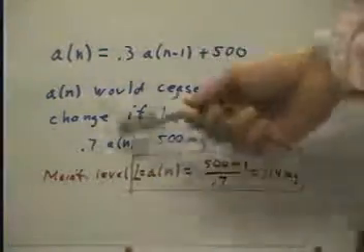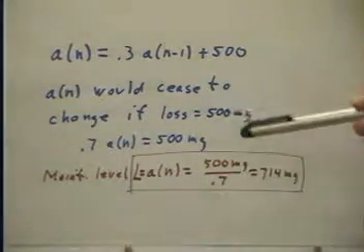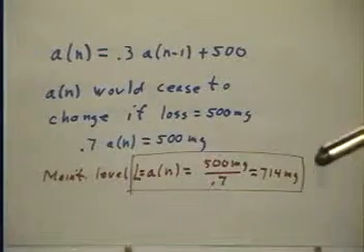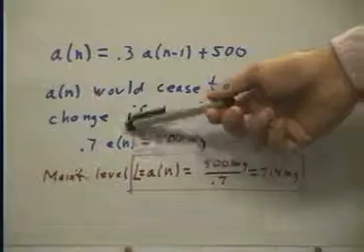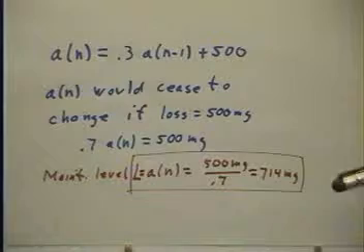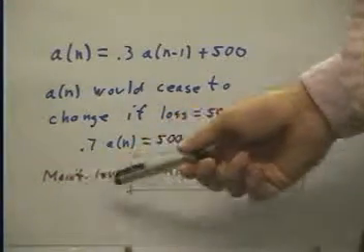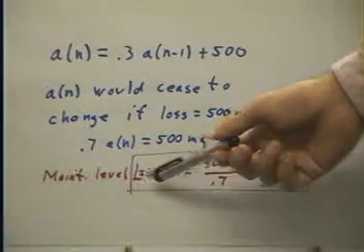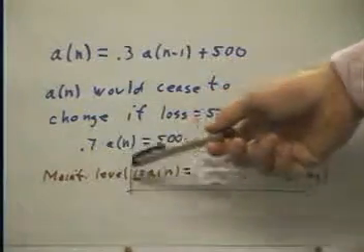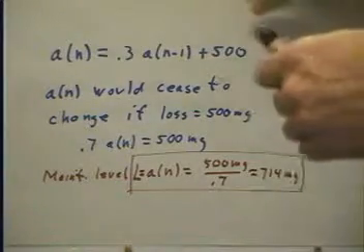Now, we note that A_n would cease to change if we did have a loss of 500 milligrams. So we ask, how much drug would we have to have in the body in order to lose 500 milligrams? What we lose is 70% of what we have, so if 0.7 of A_n equals 500 milligrams, then we're going to reach a maintenance level of the drug. And here we'll say the maintenance level is a level at which A_n is 500 milligrams divided by 0.7, solving this equation for A_n. And we see that we have 714 milligrams approximately.